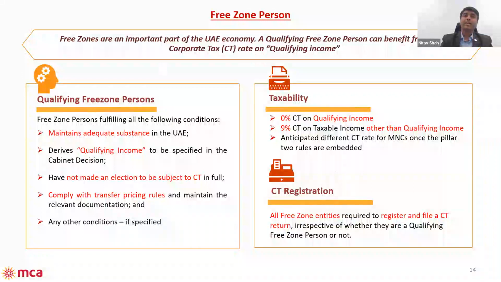And the third category of entity, which are a part of multinational corporations, if they are covered by Pillar 2 rules, then that would be subject to tax at a separate rate. However, presently, since the Pillar 2 rules are not implemented in the UAE, those entities will continue to be taxed at 0% and 9% based on the type of their income. Now, corporate tax registration, whether a free zone entity is earning qualifying income or other income, is required to register itself for the purpose of UAE corporate tax law and do the necessary filings and compliances.